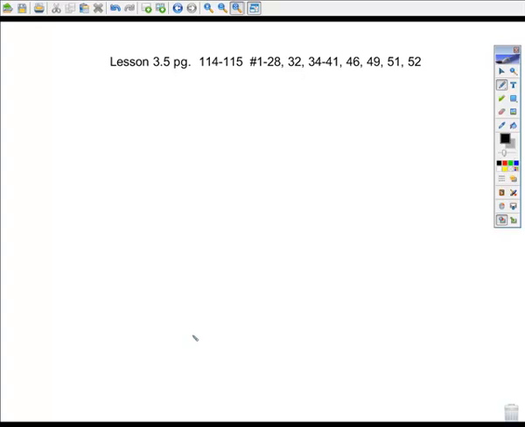Alright, here's your assignment for lesson 3.5. If you want to get started on it, you don't have to. You're going to work on it during class tomorrow. But here it is, page 114 to 115, numbers 1 to 28, 32, 34 to 41, 46, 49, 51, and 52.